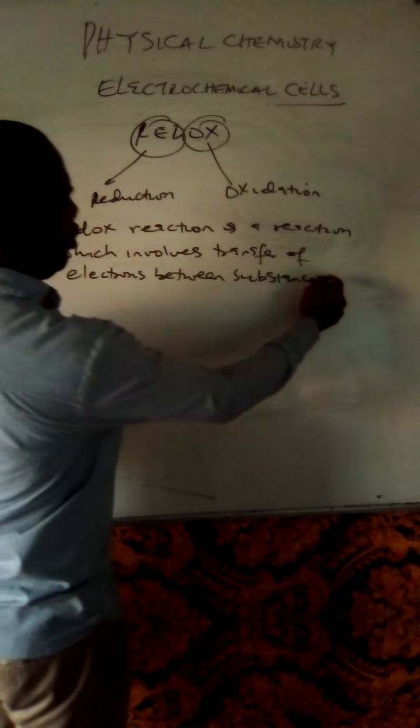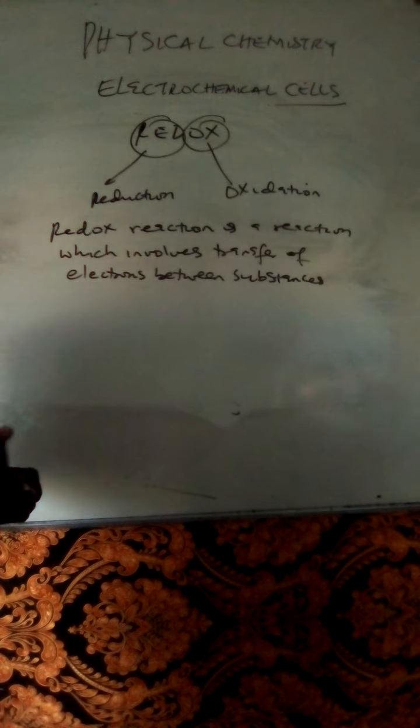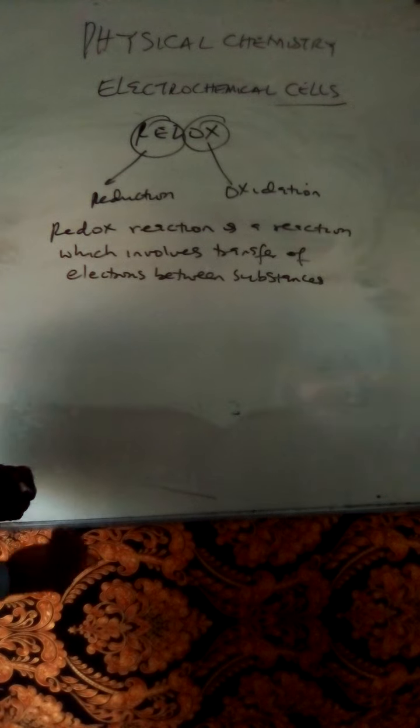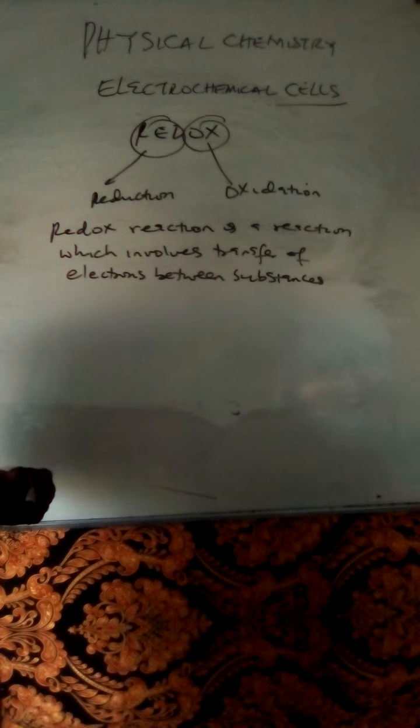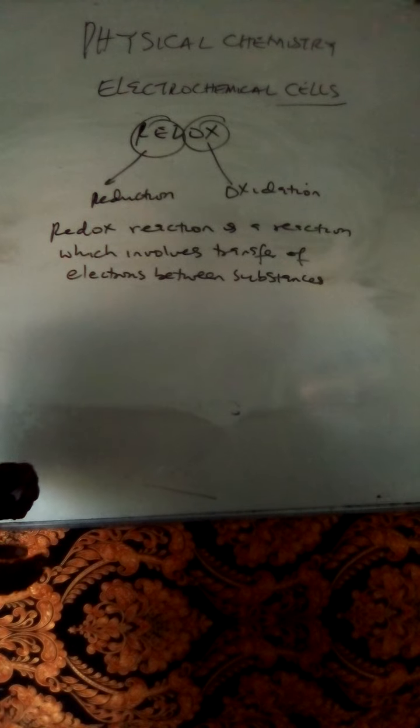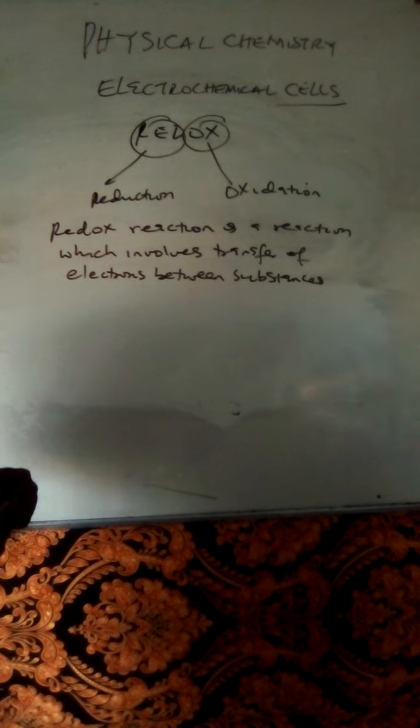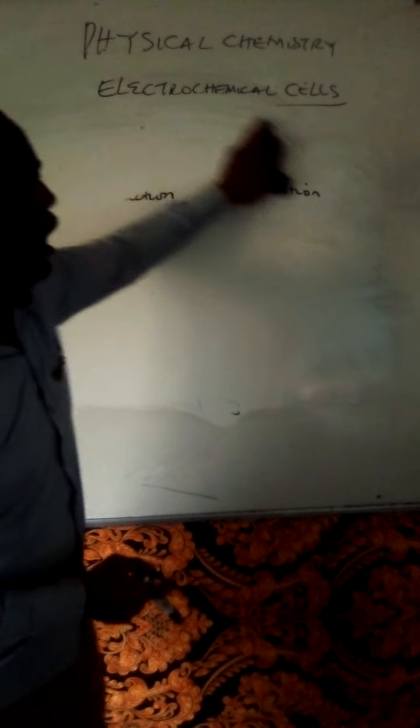There are different ways of defining oxidation and different ways of defining reduction. Oxidation is electron loss, gain of oxygen, gain of electronegative element, loss of hydrogen, and increase in oxidation number. Reduction, on the other hand, is gain of hydrogen or electropositive elements, loss of oxygen, decrease in oxidation number, and also gain of electrons.